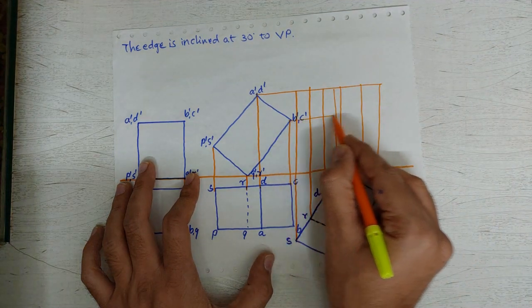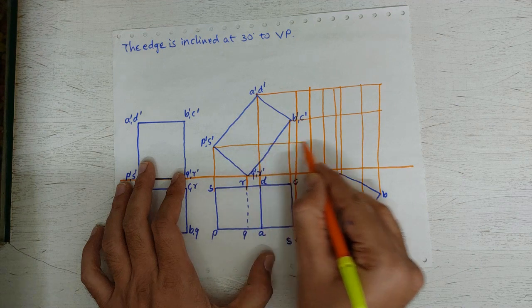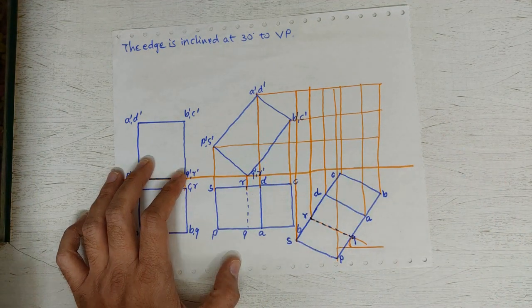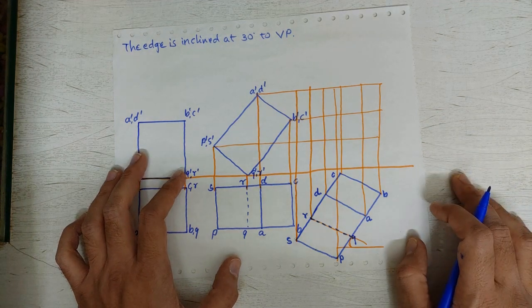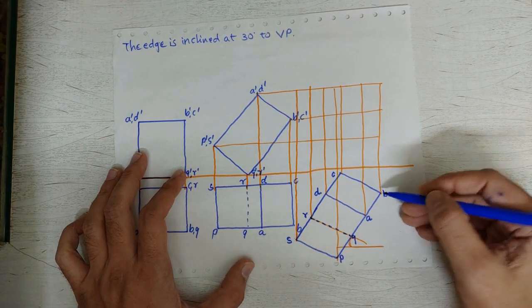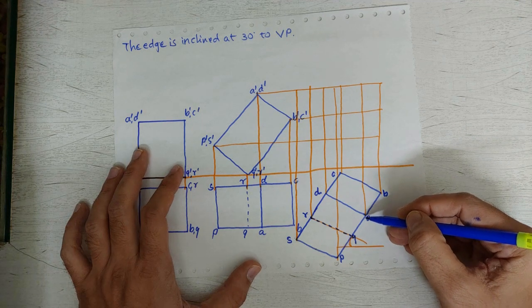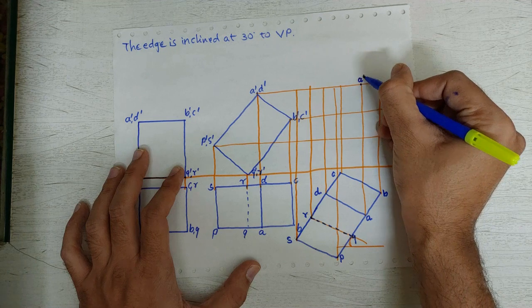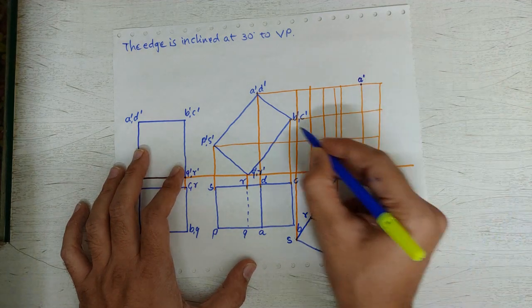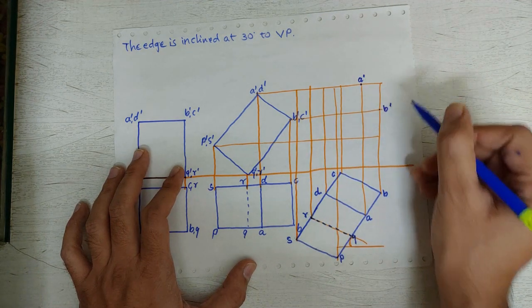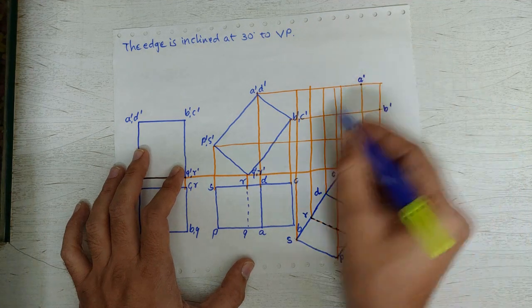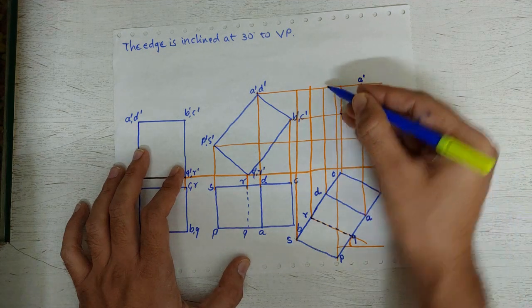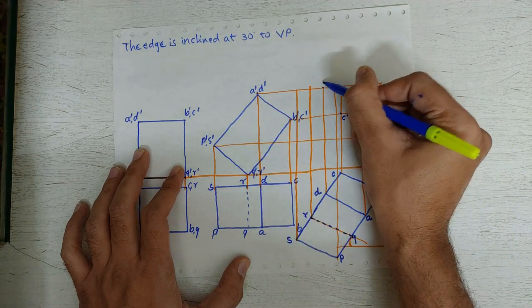And from these points we will get some projections, and now we have to match the projections to obtain the required points. So now let's start with this A. So this is A and this is A prime, so we'll get A prime. This is B and B prime, so this is B prime. This is C and C prime, so this will be C prime. D and D prime, so this will be D prime.